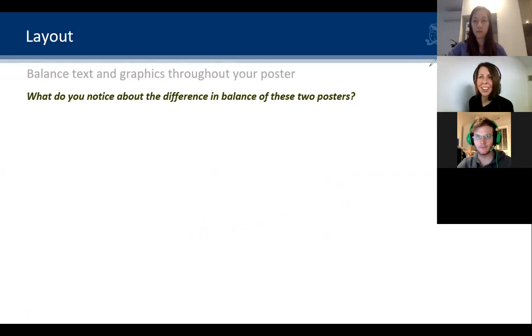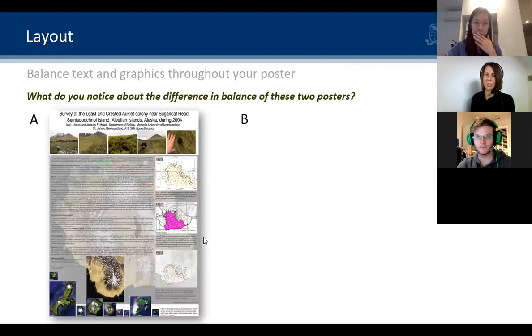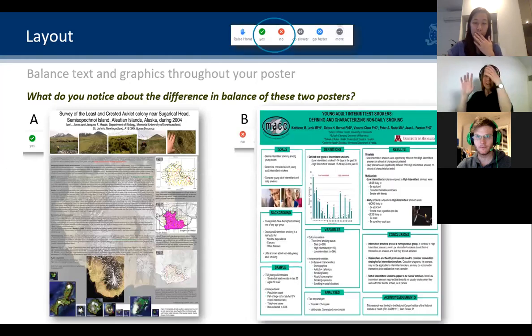Thanks for those who annotated on there. Actually, that was really handy just now. Good for you. What do you notice then about the balance of these two posters? So we're thinking about the graphic to text balance. You're not wanting too many graphics and not enough text, and you're also not wanting too much text and not enough graphics. So we'll go to participants again. If you think poster A is more balanced, can you click yes? If you think poster B is more balanced, click no.